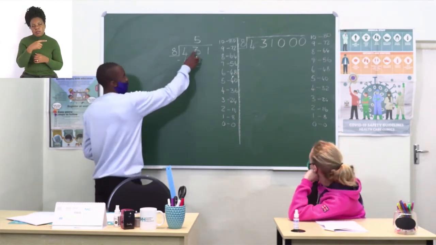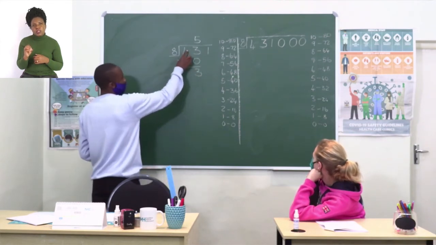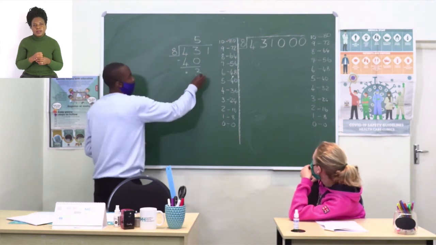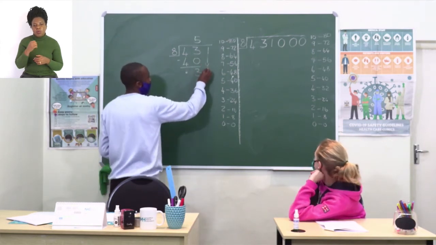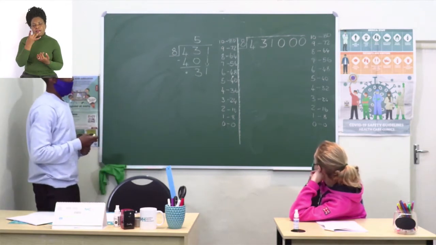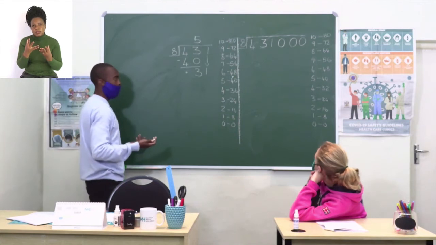Okay, then we say 3 minus 0 will give me 3. And then 4 minus 4 will give me nothing. And then we drop the 1. So then it becomes 31. Then I will say 8 goes into 31. Where will 31 be, Clarice?